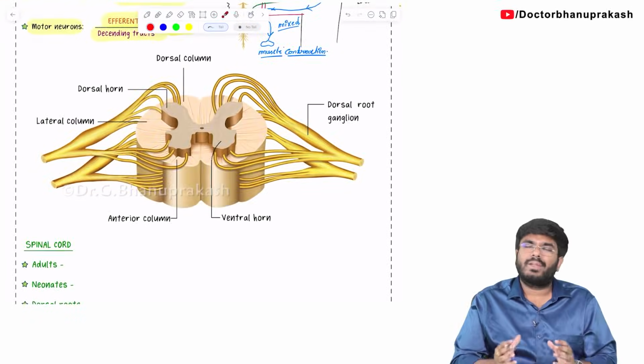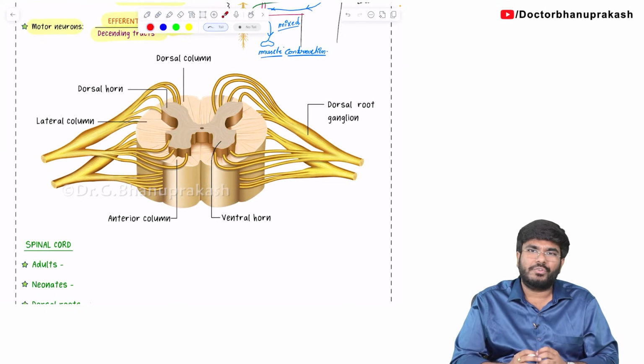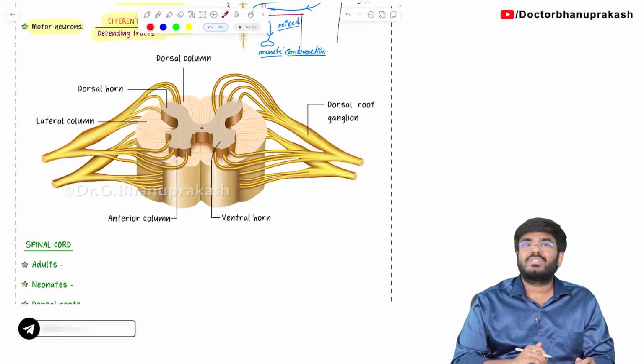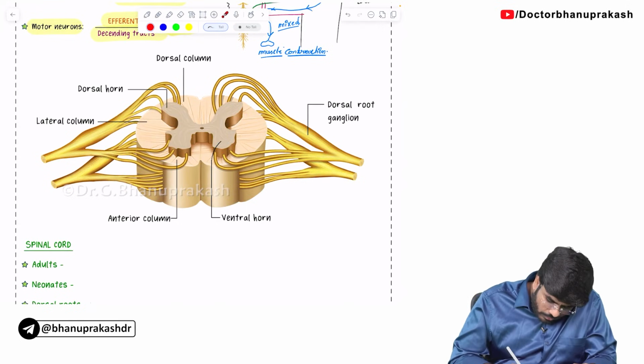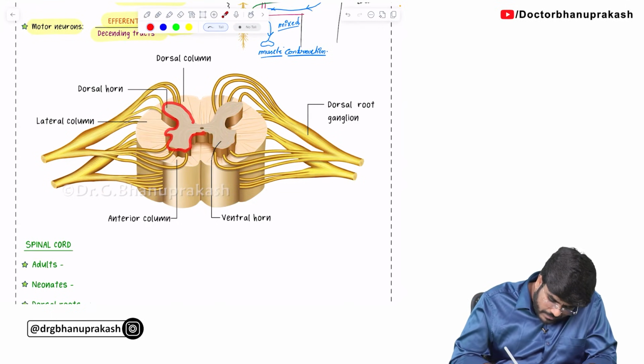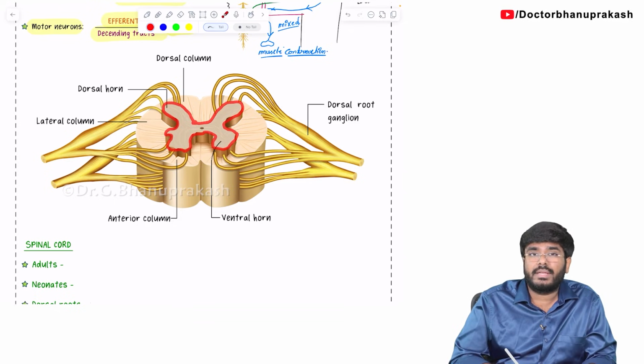Welcome back guys. Now let's see the cross section of the spinal cord. In the cross section of the spinal cord, can you appreciate this central area, the central H-shaped area, which is light grey in color? So, this central H-shaped or butterfly-shaped area is called the grey matter.